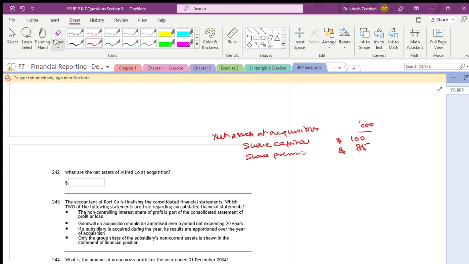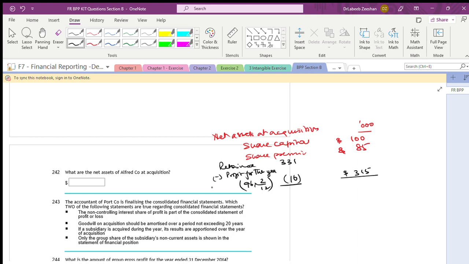Retained earnings is 331. From this, profit for the year: 96 into 2 by 12. Why are we taking 2 by 12? Because it is from 1st November till 31st December, only 2 months. How much will we get? We will get 16. Minus 16, it comes to 315.